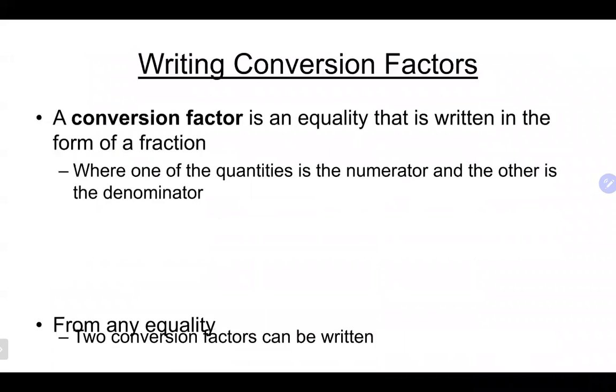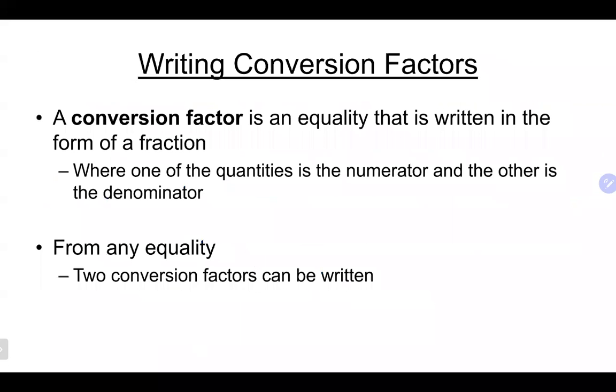All right, we're going to talk about writing conversion factors. So conversion factors are really just fractions. They're really 2 fractions, and they really come from an equality. So an equality really is 2 things or 2 values that are on different scales or units, if you will, and they do represent the same amount of something.